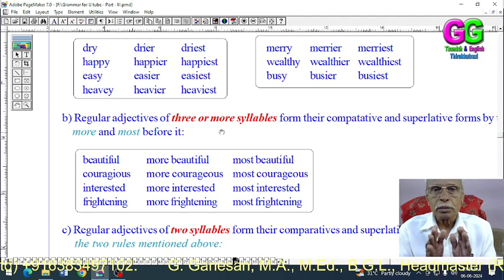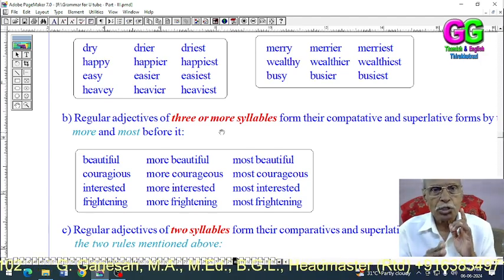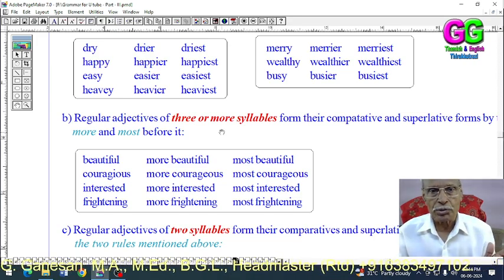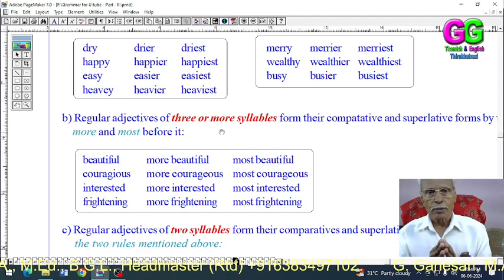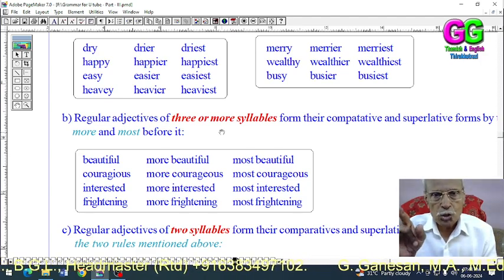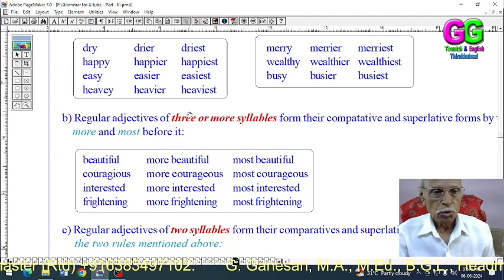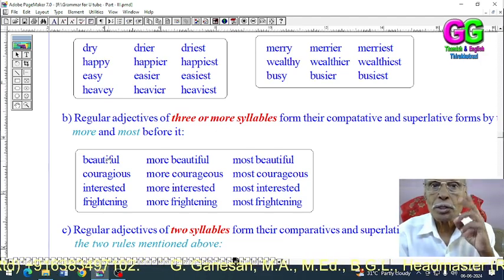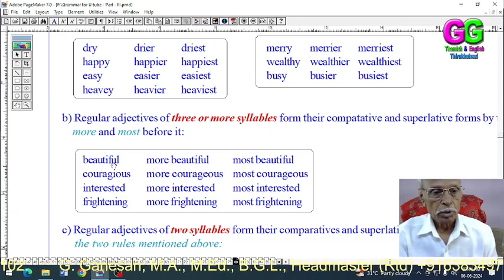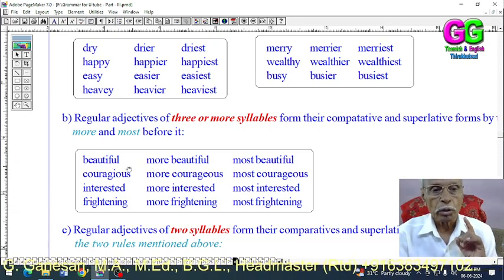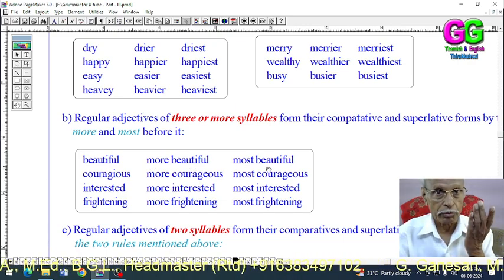Then, rule 2: adjectives having three or more syllables, that is, polysyllabic adjectives, form their comparative and superlative by taking more and most before them. You see, beautiful is a three-syllable word. So you add more. Beautiful, more beautiful, most beautiful.